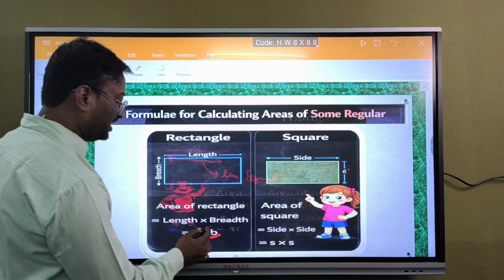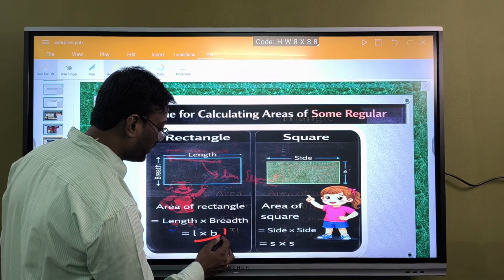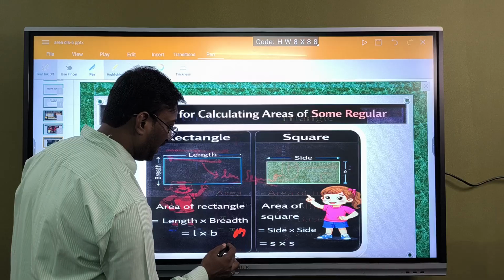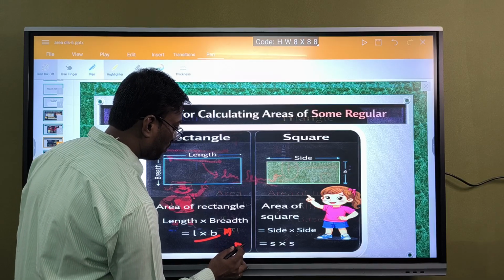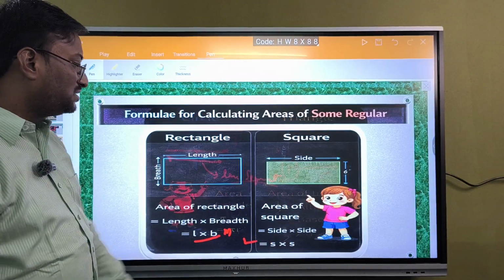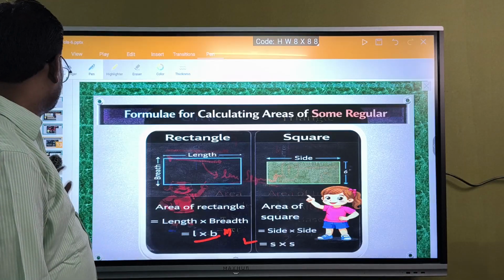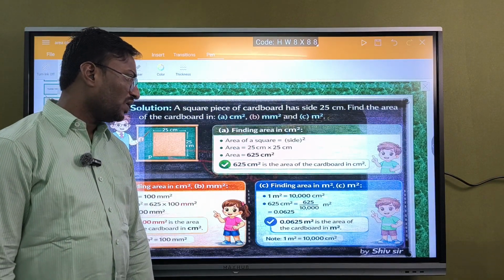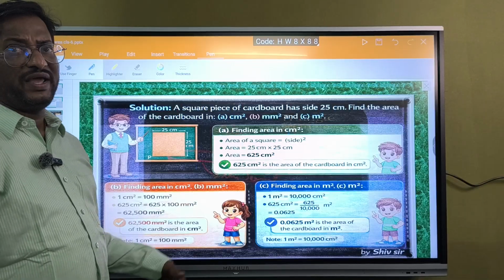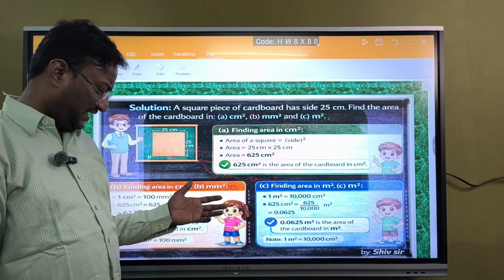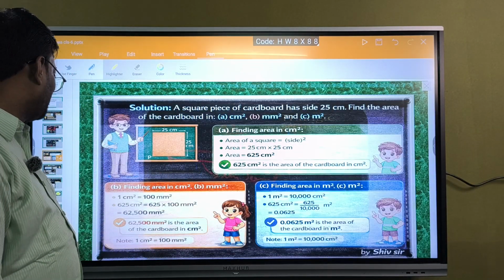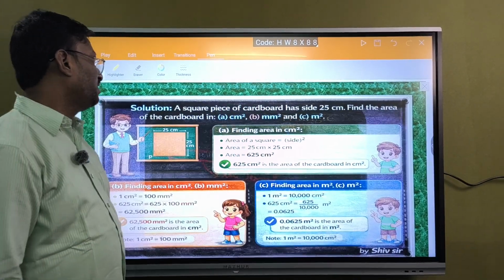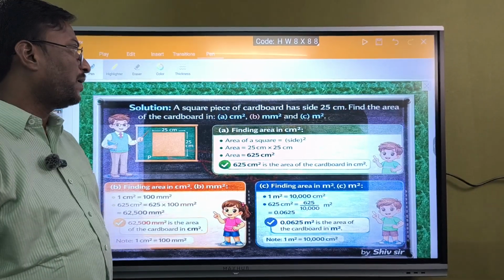The unit will be, length will be in centimeters or meters whatsoever. Suppose it is meters, length will be in meters, meter into meter will give square meters. So the unit of area will be square meters. Children, if you consider centimeters, then it will be square centimeters. Now we try to solve a few problems.